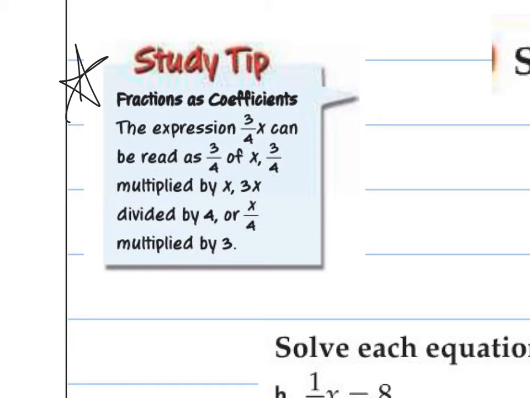Okay, so I'm going to read that again here. So basically 3/4 of x means that you are taking 3/4 multiplied by x. You could take 3x divided by 4 or x divided by 4 times 3. So it's just kind of breaking it up into the different steps.